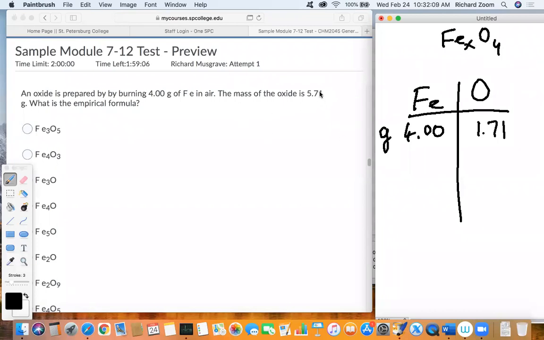The biggest mistake people make is thinking that 5.71 grams is the oxygen. It isn't. It's the remainder. Does anybody have any questions?